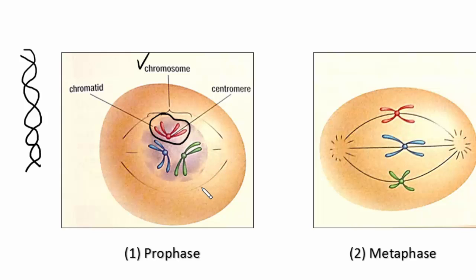Now, you're also going to notice in prophase this purple area. This is the nuclear membrane.